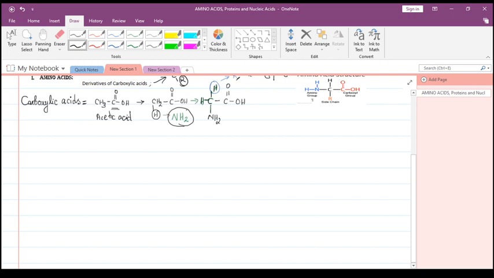Now the second topic is the different classifications of amino acids. To recall, the definition: amino acids are derivatives of carboxylic acids in which the hydrogen atom in the carbon chain has been replaced by the amino group. Now there is a classification. The second important point we are going to study is the classification of amino acids.